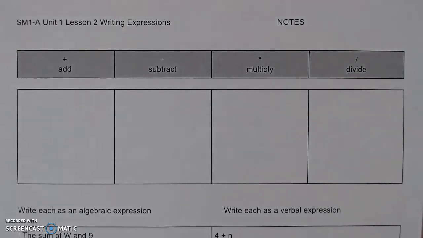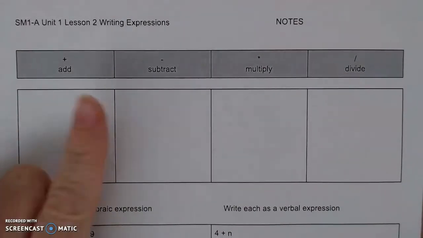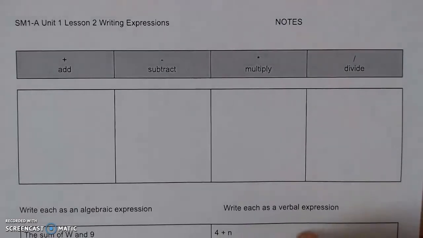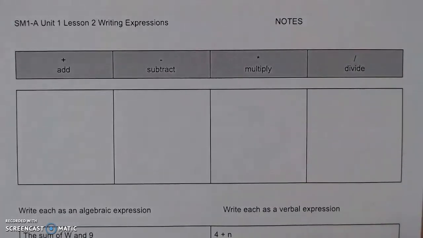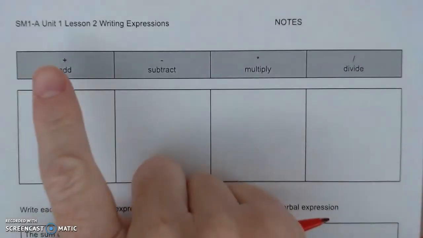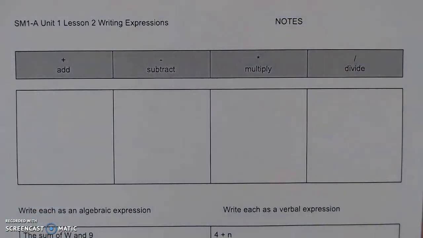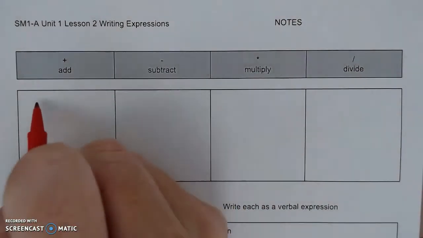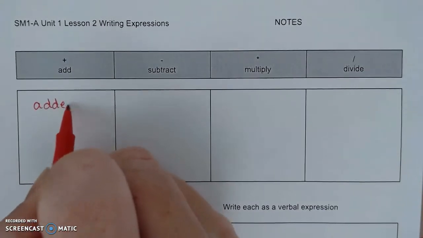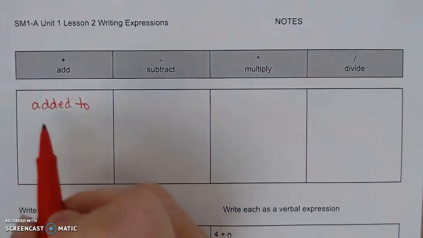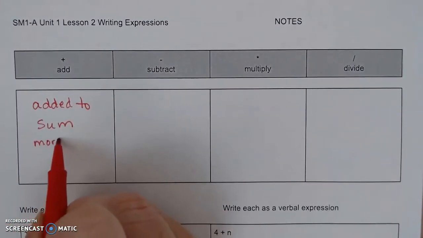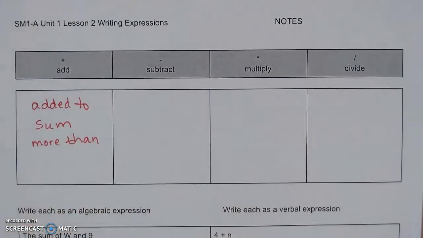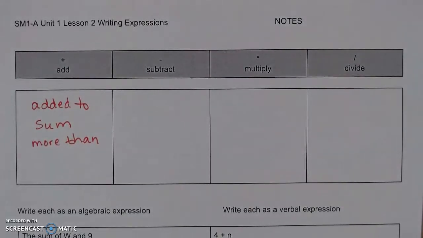Okay, so let's talk about Unit 1, Lesson 2, which is writing expressions. For each of the questions in this section, you're going to be given an expression and then you have to set it up mathematically, or vice versa. So we want to come up with some words that they might use for the word add. They might say added to, some, more than, but these are all clues that you need to have a plus symbol.